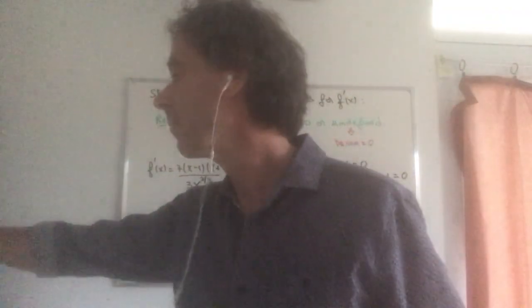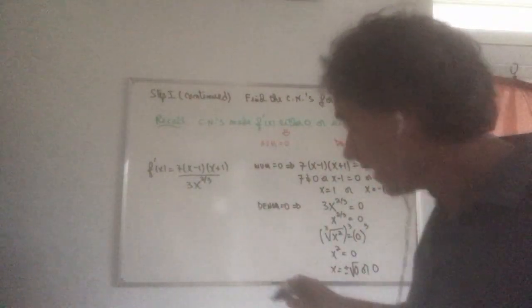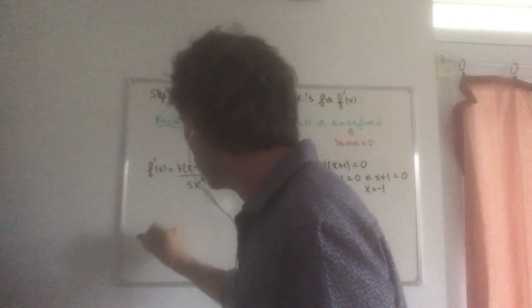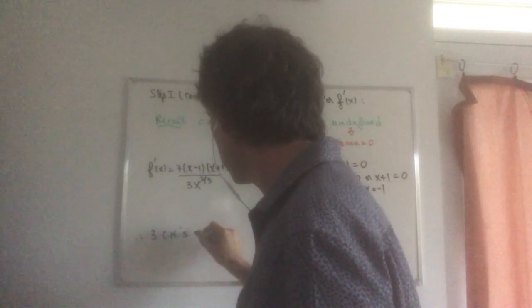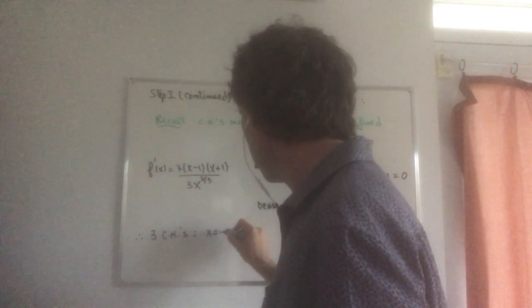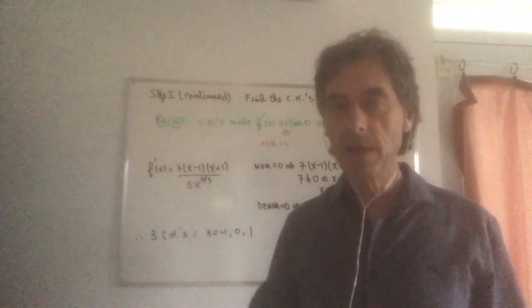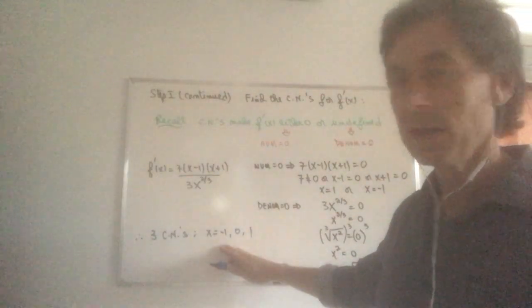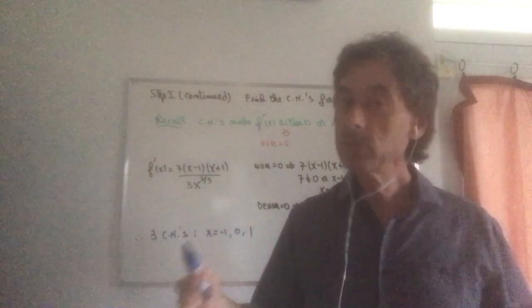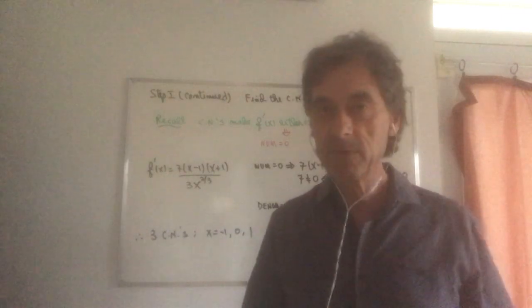So at the end of this analysis of the numerator being 0 and the denominator being 0, we end up with 3. Conclusion of this part: 3 critical numbers. What are they? Minus 1, 0, and 1. Now, remember step 1 is about finding the local minimum and local maximum. These can only occur where the critical numbers are. So we have the critical numbers, but we don't know which one happens to be a local minimum and a local maximum, if any of these two.